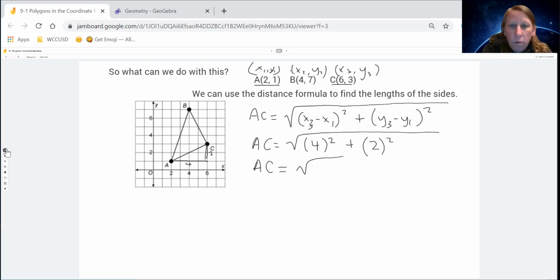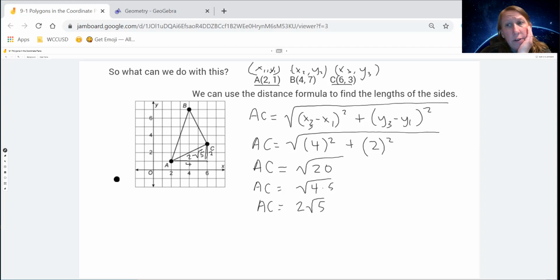Some of you are practicing your radical work. So this is actually 4 times 5. And the square root of 4 is 2. So this is 2 square roots of 5. So how long is AC? AC is 2 square roots of 5. It's kind of like the hypotenuse of this little teeny tiny right triangle.